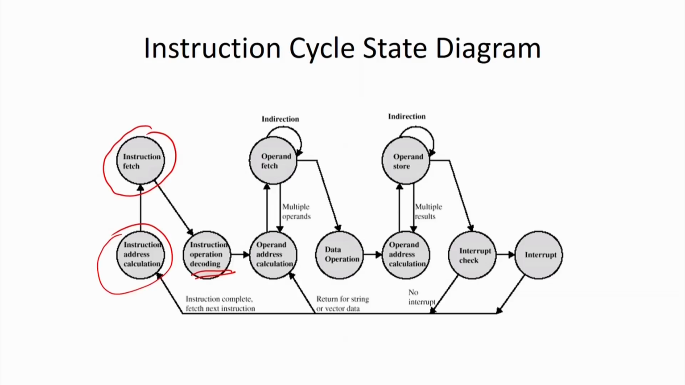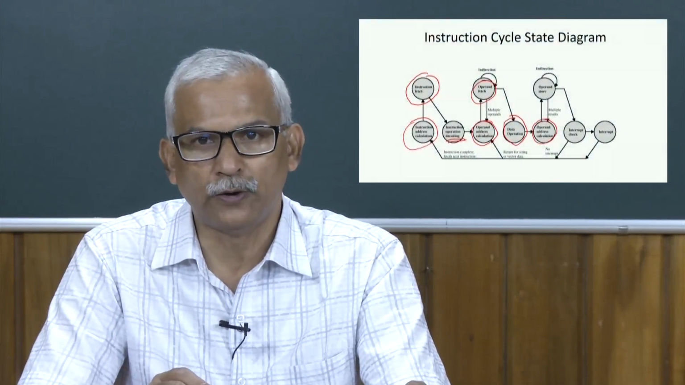So, if any indirect cycle is there, then what will happen? We have to calculate the operand address, fetch the operands, and if we need to fetch more operands, then it will be in this particular loop. After completion of this indirection, we will go for the data operation. We perform the data operation, and finally, when we get the result, sometimes we need to perform the operand address calculation. That means, in which memory location we are going to store our result.